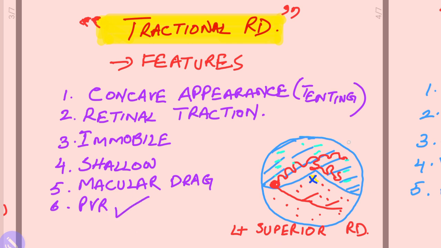Now you can see here, this is the superior part of the retina that is detached. There is vascular tortuosity present, and these are small intraretinal hemorrhages, or dot and blot hemorrhages, visible. This blue mark indicates the macular area.